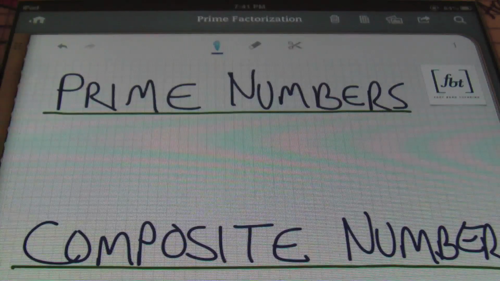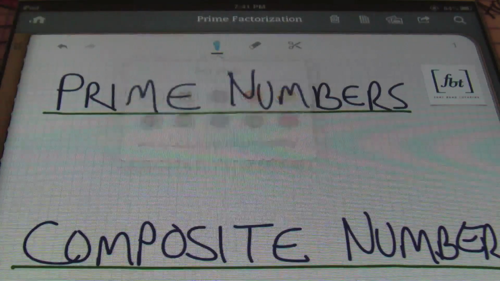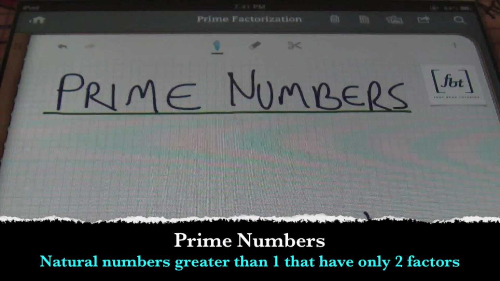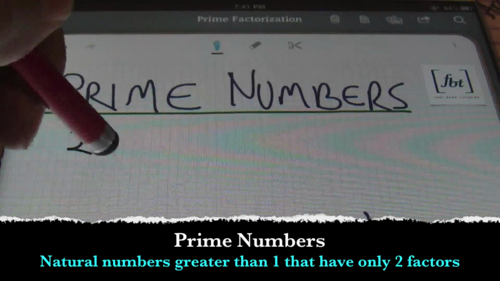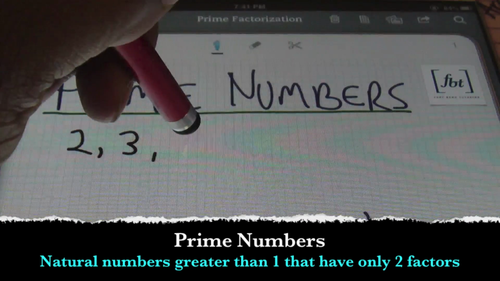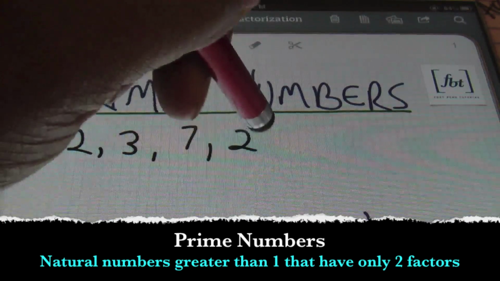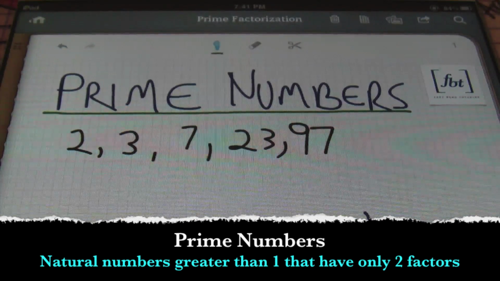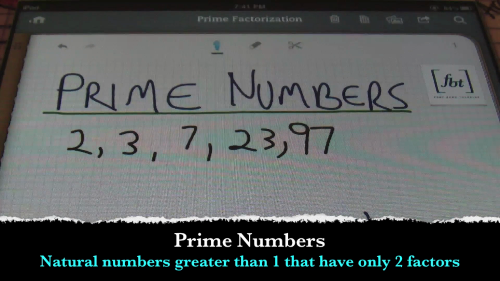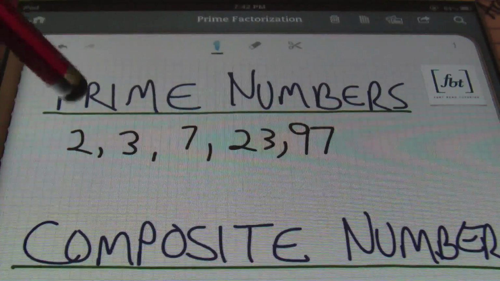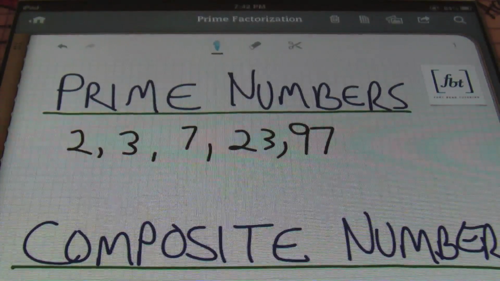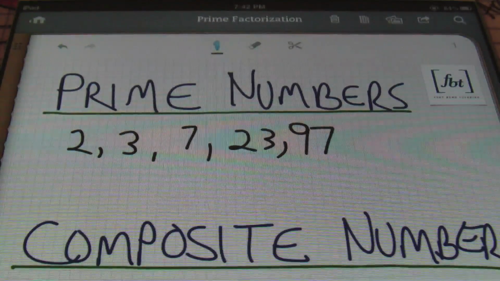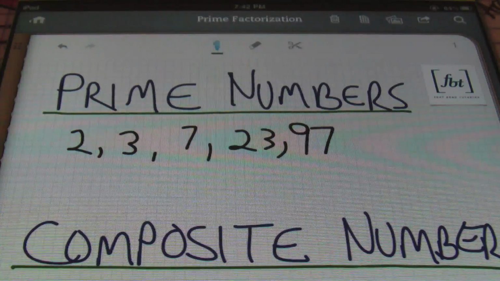Prime numbers are numbers such as, let me get my color. Here we go. All right. Prime numbers are numbers like 2, 3, 7, 23, 97. Numbers like this are called prime numbers, ladies and gentlemen, because only 1 times that value will give you the number. In other words, the only factors for each of these numbers is 1 times itself.